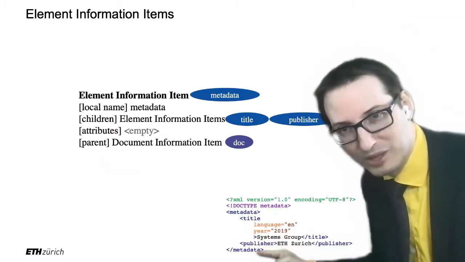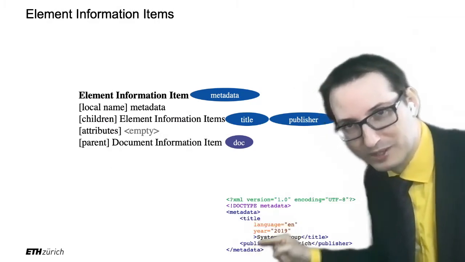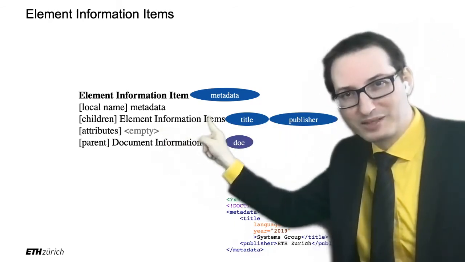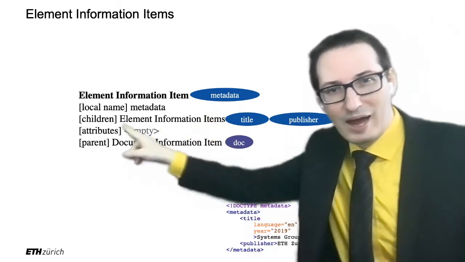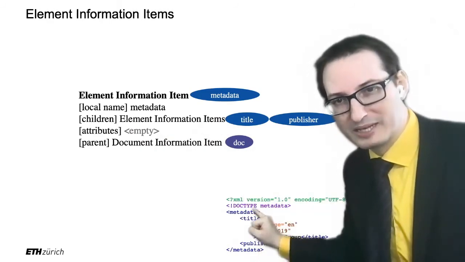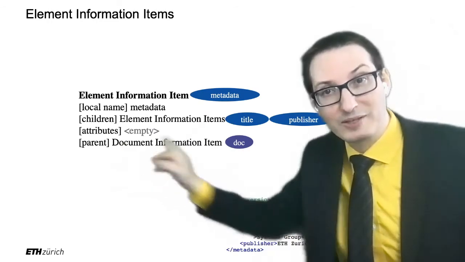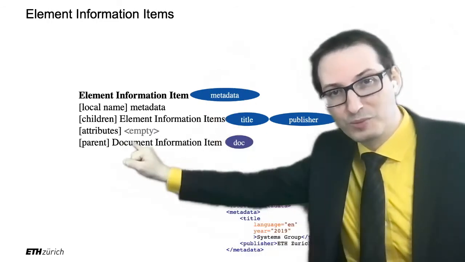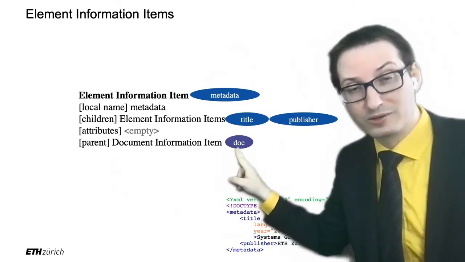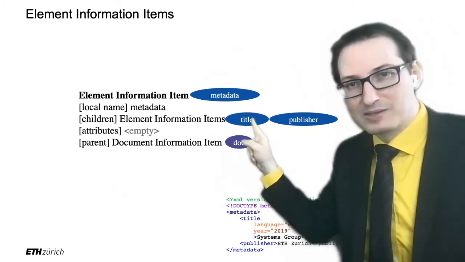We have title and we have publisher, right? So we have 2 children, title and publisher, and these are also element information items, just like metadata. Attributes, nothing, right? You see, there are no attributes in there. Just immediately close the tag there. And the parent, because we also go back the other direction, the parent was the former one here, the doc, right? So it points back to doc, okay? So now let's dive into these 2.